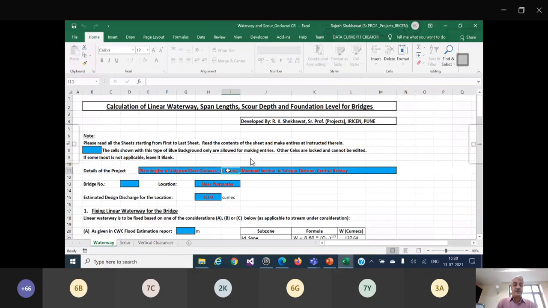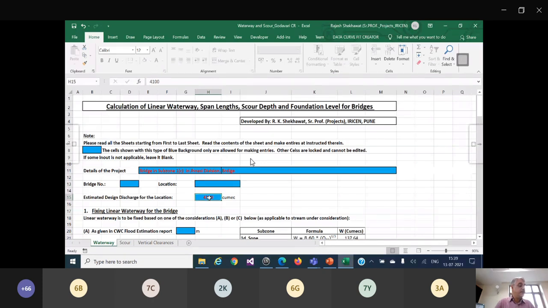So we will write here bridge, first whatever area description of this bridge in zone 1C in C division NCR, whatever we want to write, we can write. Location also, whatever you want to write, and design discharge.